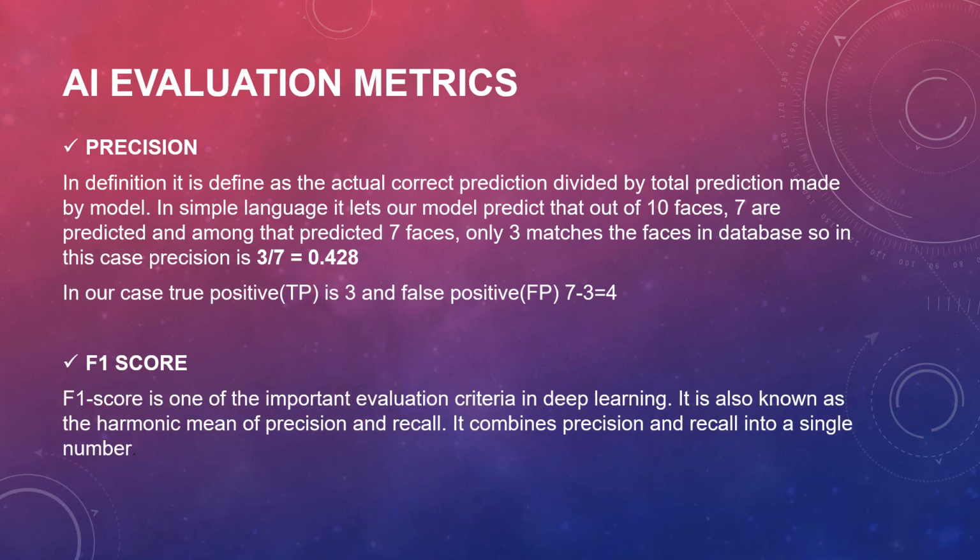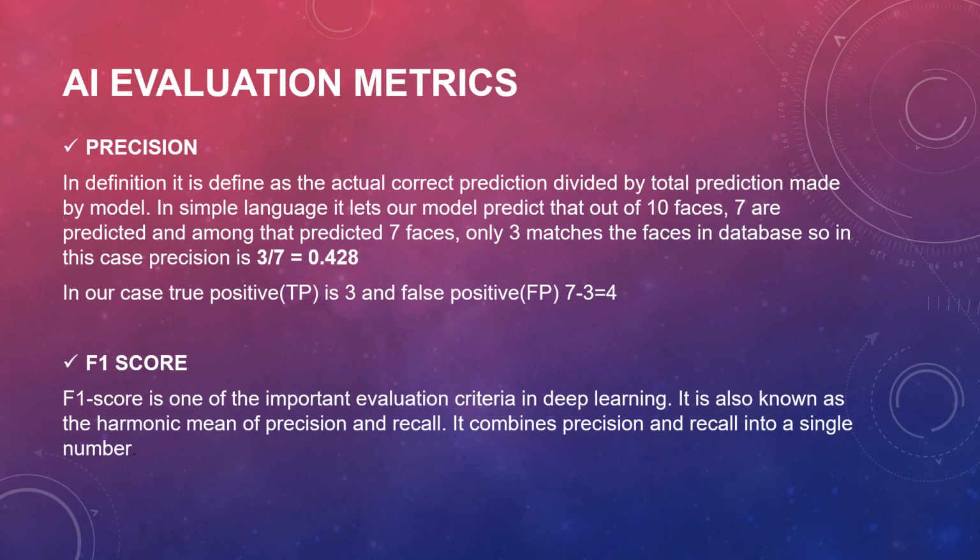The artificial intelligence evaluation metrics I'll be using in this project are precision and F1 score. Precision is defined as actual correct predictions divided by the total predictions made. So in simple language, let our project predict that out of 10 faces, 7 are predicted, and among the 7 predicted faces, only 3 match the faces in the database. So in this case, precision is 3 divided by 7.